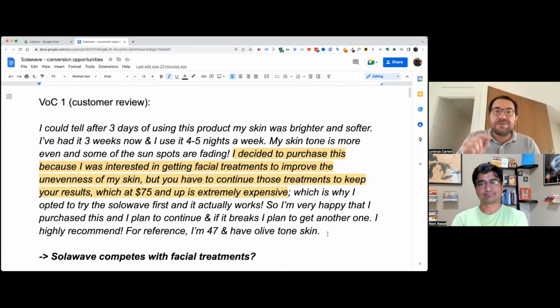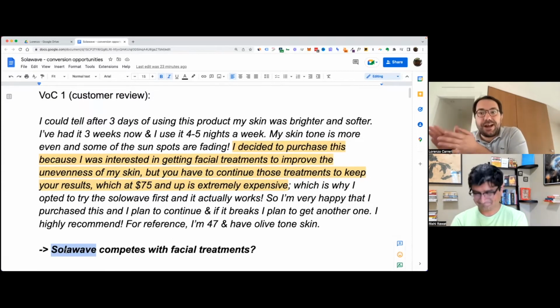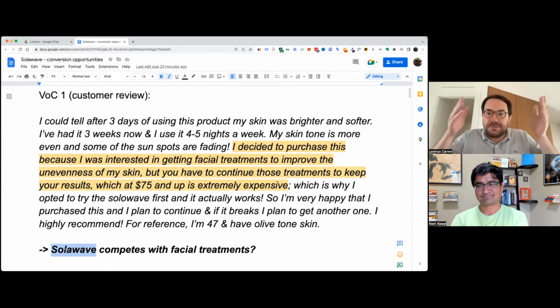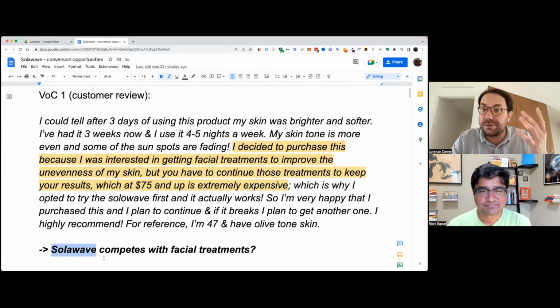So what this review is telling me is that Solawave might be competing with facial treatments, right? Who would have ever thought? You would have thought that maybe these guys are competing against a very similar device, right? But no, it sounds from this voice of the customer that they're competing against facial treatments that you go to like a clinic, like an offline clinic, right?